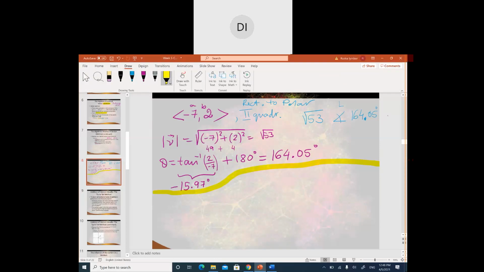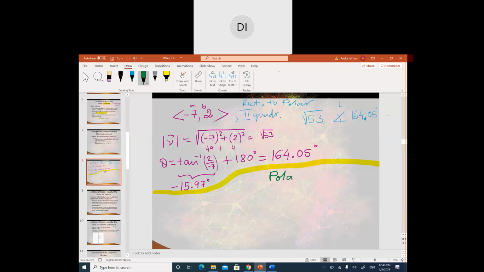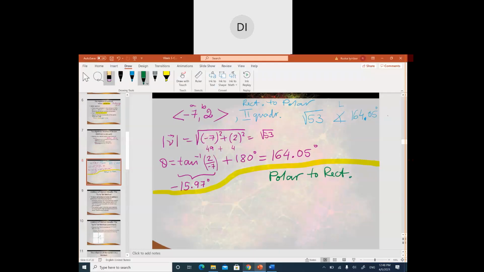So let's do it backwards. Now I'm going to have a given polar. The answer that you wrote down is negative 15.95, not 97. I don't know if that matters. Oh yes, actually, yes. Thank you. 15.95. I don't know why I put 7. Yes, you just keep it the way it is from the calculator. Thank you so much. Yes, that's right, 164, when you add it to 15.95. Okay. Thank you for that.